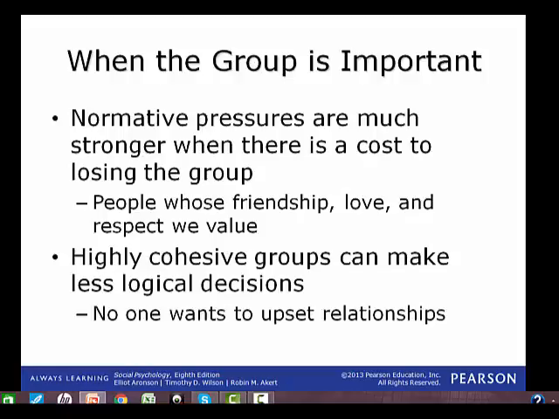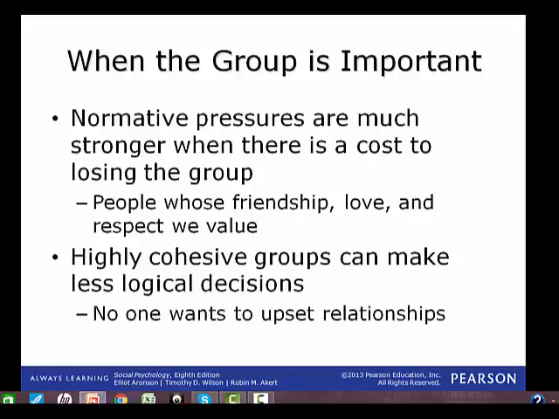It also says here that highly cohesive groups can make less logical decisions. So when we're talking about a group being cohesive, what we really mean is that all the people there want to be there. They all are very like-minded. And we'll talk more about groups, as I've said. Next week, we'll talk about why groups often are cohesive. But typically, in a large group, they want everyone on the same page. They want everyone to feel the same way about something.